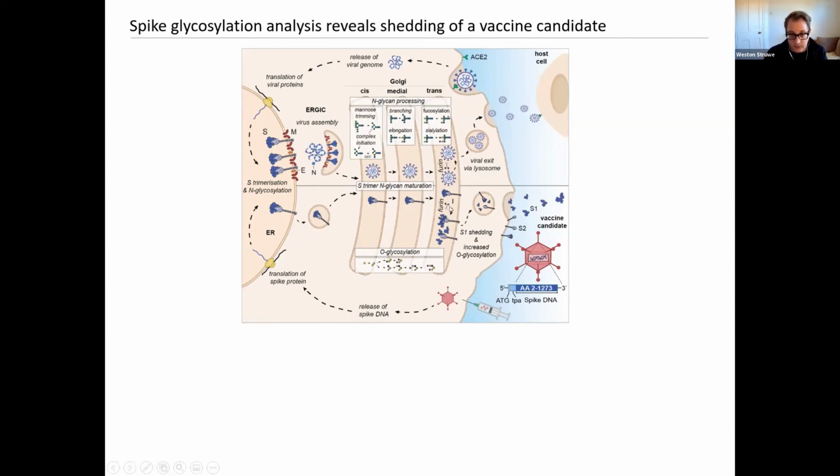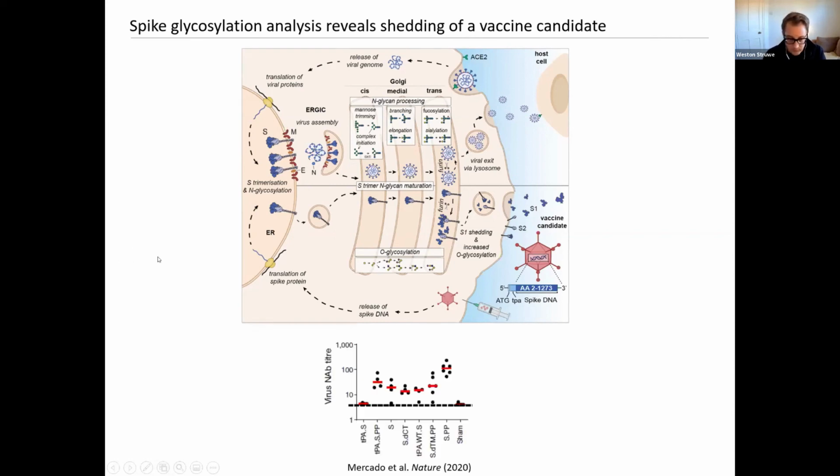Once it's in the trans Golgi, again, it will encounter furin, become cleaved, and will shed S1, and now that 678 site becomes more accessible to O-glycosylation enzymes in the trans Golgi, and we see this S1 shedding from the cell surface. And there's one thing that I want to highlight beyond just what we've seen from the glycan analysis perspective, but this seemingly has an important effect in how the vaccine is derived.